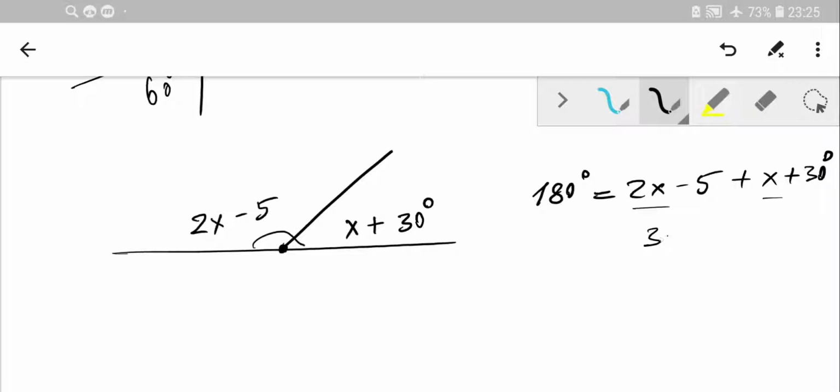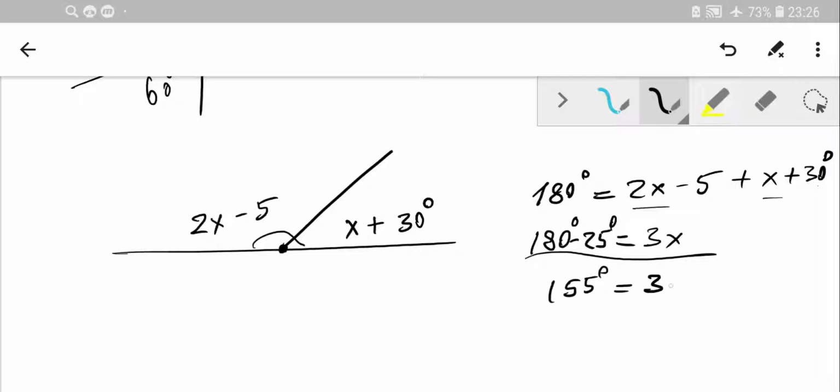All right, 3x here, 30 and negative 5 is 25, and transferring it, you'll get 180 minus 25. Okay, you're just playing with every single term as blocks, like Lego blocks. You're just trying to transfer to one side, changing the sign, and doing some operation. Okay, so 180 minus 25, you'll get 155 degrees equals 3x, and from here x is 155 over 3. Okay, that's the idea of how it works, so you can figure it out by calculating.